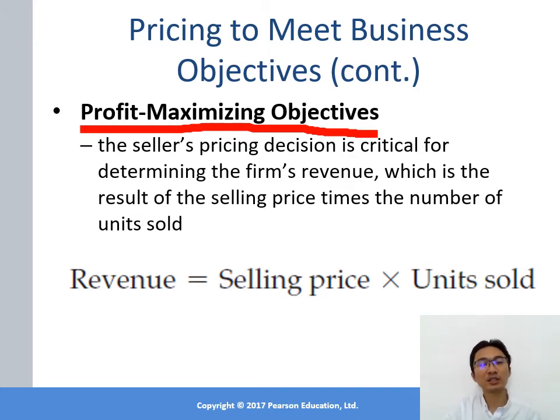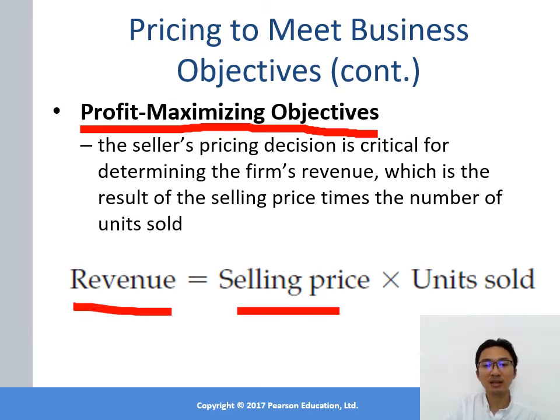If a company sells too high, then it will make a large profit on each item sold, but it will sell fewer units. Generally, many firms set prices to cover the cost and achieve sales target returns for their owners. So if you look at the equation here, you can see the revenue. If we follow the profit maximizing objective, the revenue is actually selling price times units sold, and this is very critical to determine the firm's revenue itself.